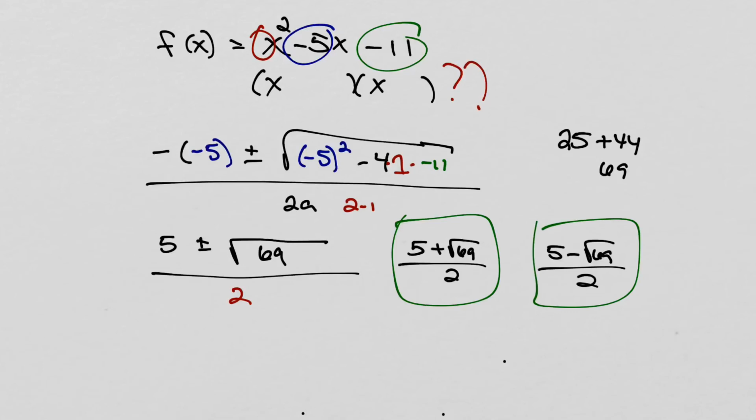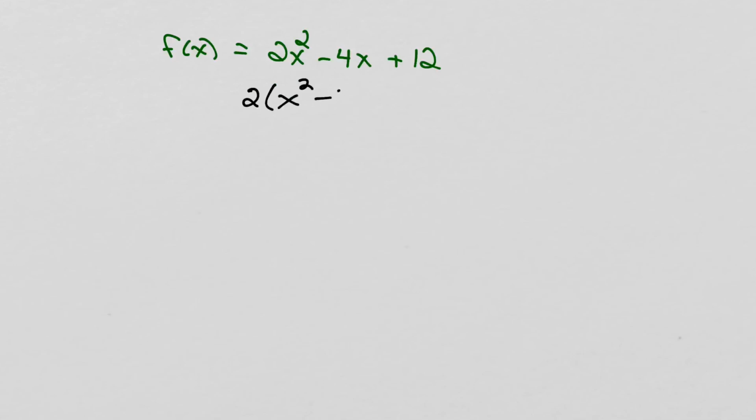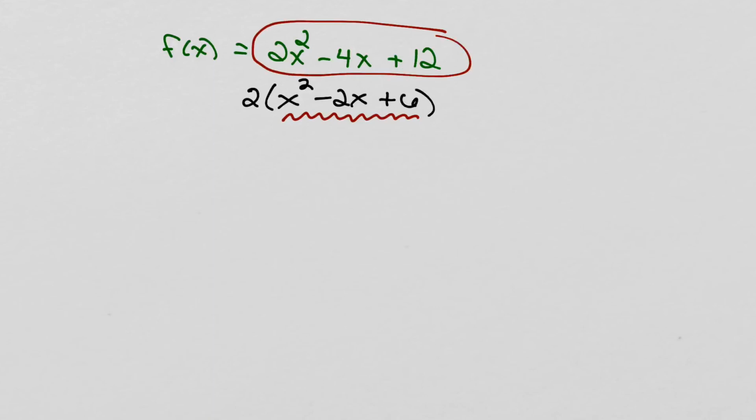All right. One more example here. If I gave you this, f of x equals, how about 2x squared minus 4x plus 12. We have a couple of ways we could do this. Remember, one thing we could do is factor a 2 out and get x squared minus 2x plus 6, and then I could use this part with the quadratic formula.